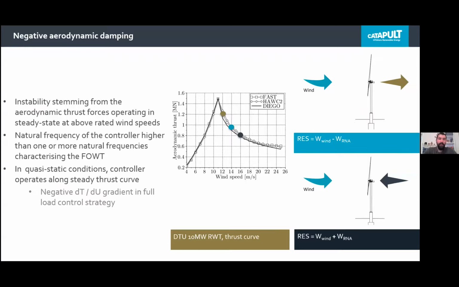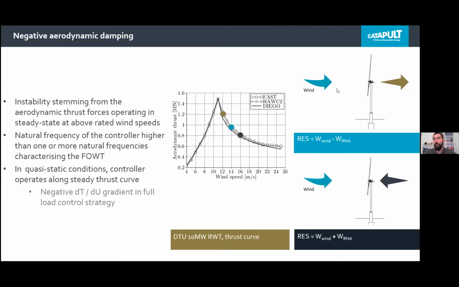So negative aerodynamic damping is an aerodynamic effect that impacts all designs, being TLPs as well as semi-subs and spar buoy floating wind turbines. What it does not impact is bottom fixed wind turbines. So this is a very floating wind specific problem. So let's see very quickly what it is.